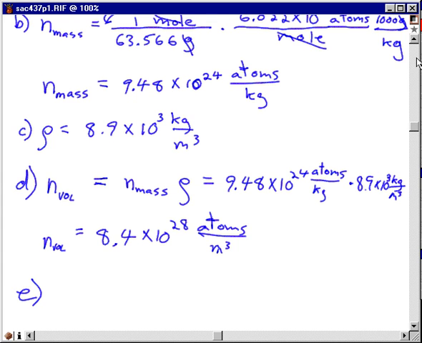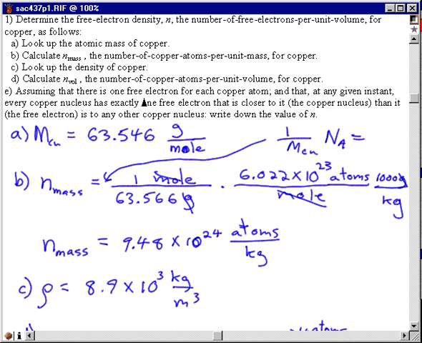And then we're up to the last part. Part E says, assuming there is one free electron, and that should be written as 1, emphasizing the fact that it's only good to one significant digit, one free electron for each copper atom, and that it's associated with that copper atom. Find out what N is, where N is the number of charge carriers per unit volume, or the number of free electrons per unit volume.